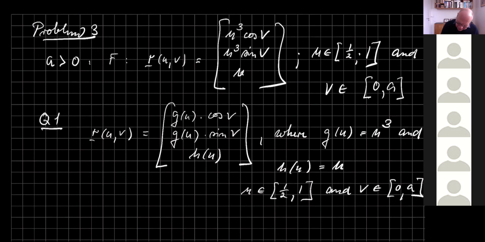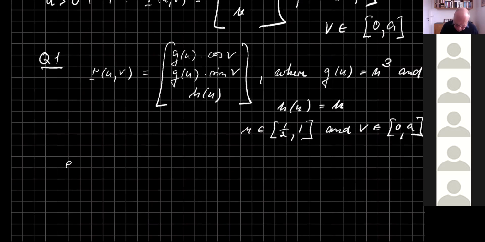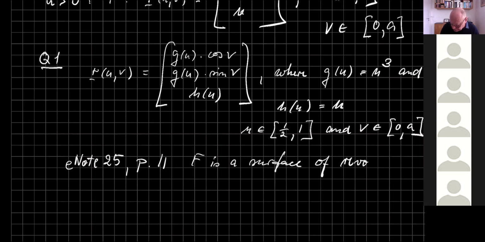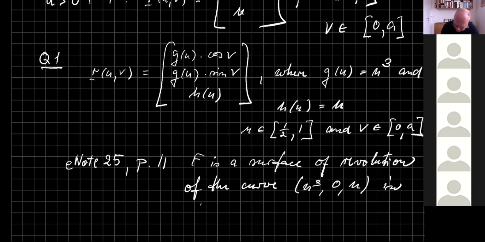Okay, and this you can look up in the eNotes. If you look up in eNote 25, page 11, then you can find that f is a surface of revolution of the curve u cubed, 0, u in the xz plane.